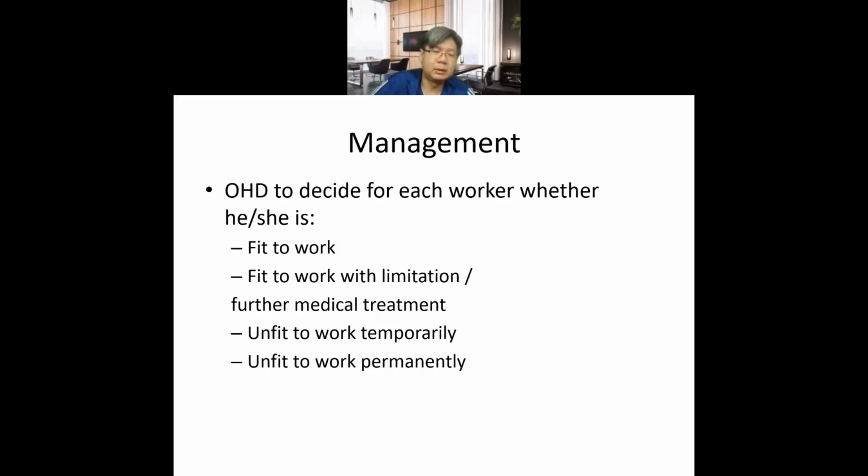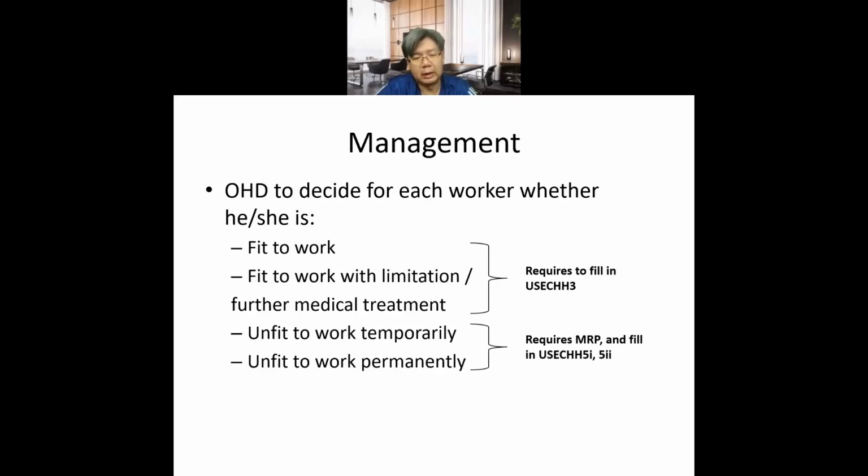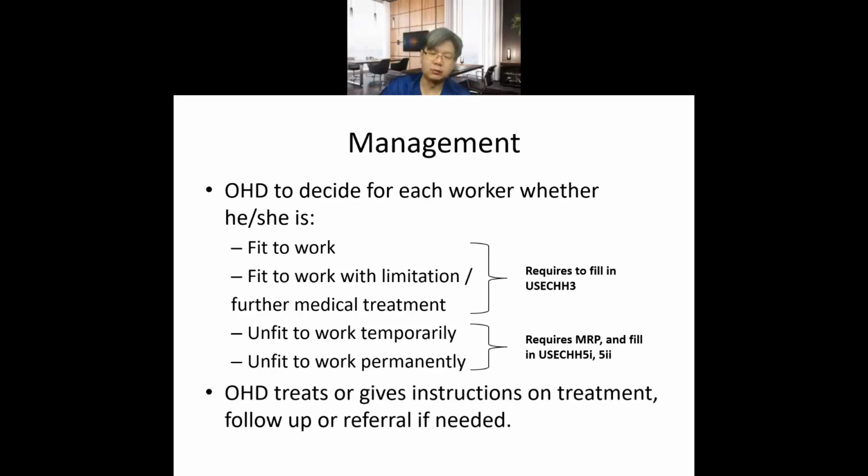Then in terms of the management, we have to decide whether each worker is fit to work, fit to work with limitation, fit to work but requires further medical treatment, unfit to work temporarily, or unfit to work permanently. So these are the main decisions that we make after the medical surveillance. For those fit to work, we fill in USE 3, and for those unfit to work temporarily or permanently, it requires an MRP. And we fill in the USE 1 and USE 5.1 and 5.2 forms.